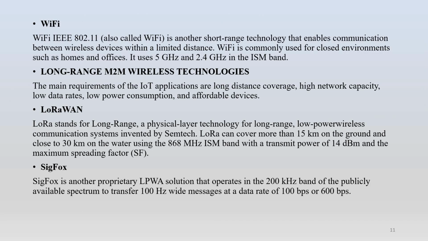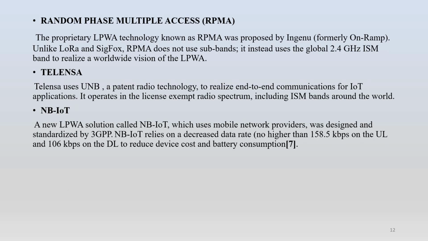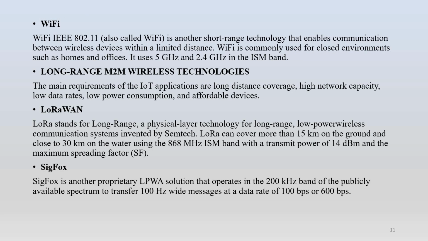And coming to the next one, that's Wi-Fi. Wi-Fi IEEE 802.11, also called Wi-Fi, is another short-range technology that enables communication between wireless devices within a limited distance. It is also commonly used for closed environments such as homes and offices. It uses 5 GHz and 2.4 GHz in the ISM bands. So the other part is the long-range M2M wireless technologies and contains LoRaWAN, Sigfox, and Sigfox as we have discussed before.